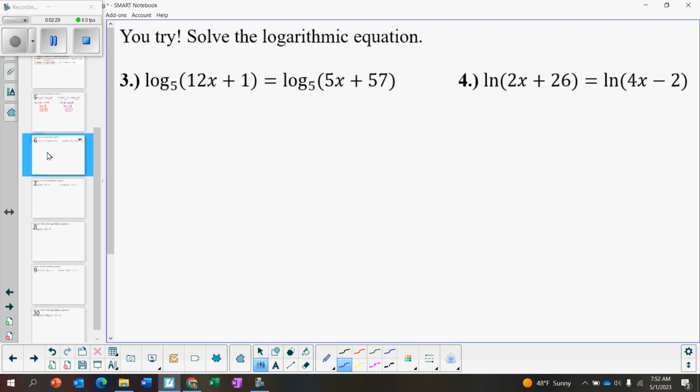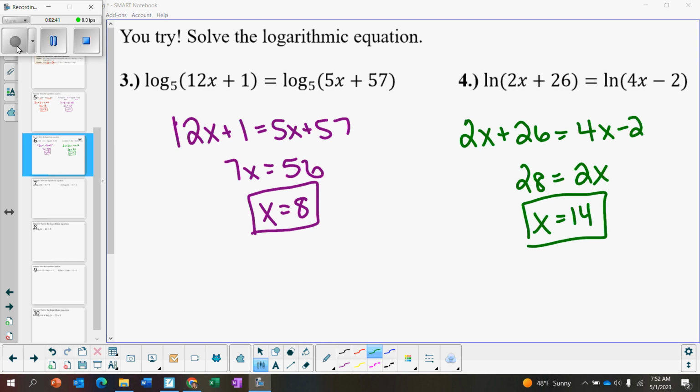So you try the next two, pause when you're ready to see the answer, hit play. So in number 3, we have 12x plus 1 equals 5x plus 57. When we solve, we get x is 8. For number 4, we have 2x plus 26 equals 4x minus 2. We get x is 14.